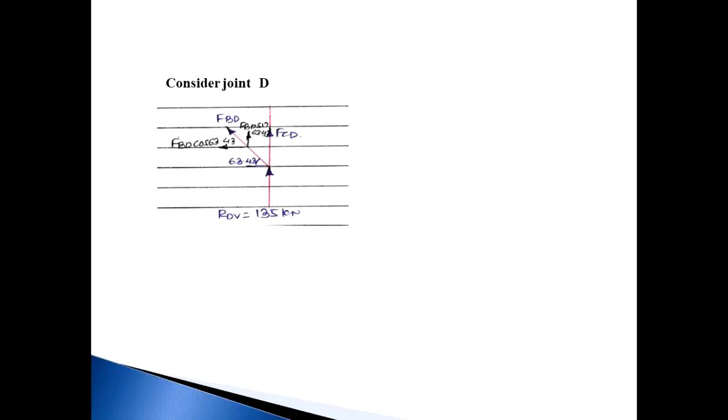Consider joint D. At joint D, the number of forces meeting is 3, that is RDV, which is 135 kilonewton, FCD and FBD. FBD is the inclined force at an angle of 63.43 degrees with respect to X. So this FBD splits up into two perpendicular components. First the X component, going in the left direction, that is FBD cos 63.43, and the Y component in the upward direction, that is FBD sin 63.43.